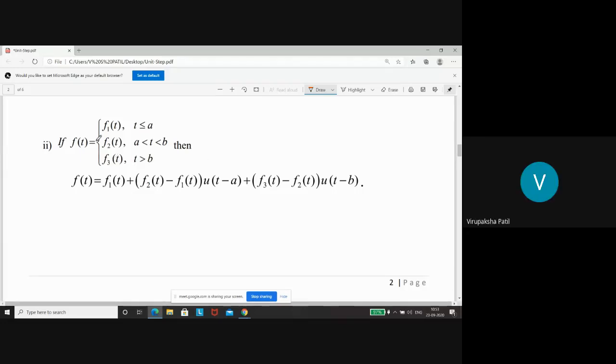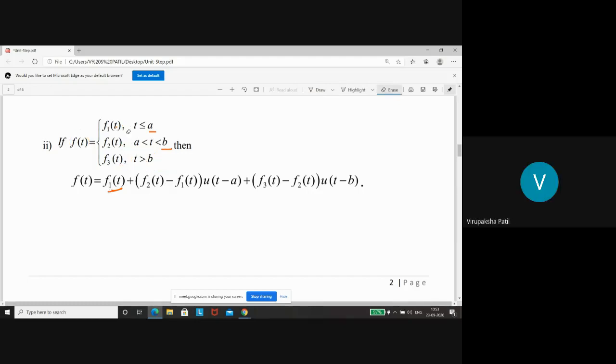Yes, sir. Okay, now see, this is your f of t, discontinuous at two points. Then f of t can be expressed in terms of the unit step function as: first function as it is, plus second function minus first function into u of t minus a, then plus f3 of t minus f2 of t into u of t minus the upper bound b. Is that clear? Yes, sir.